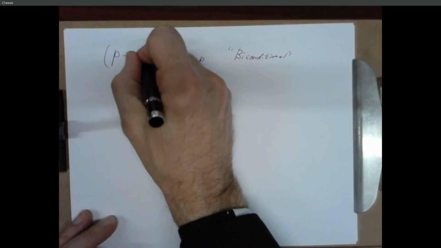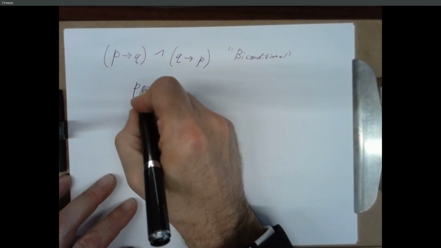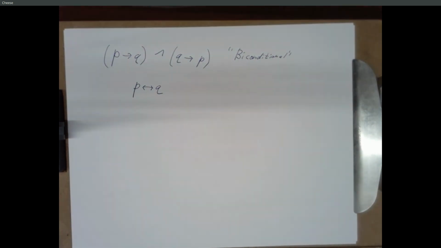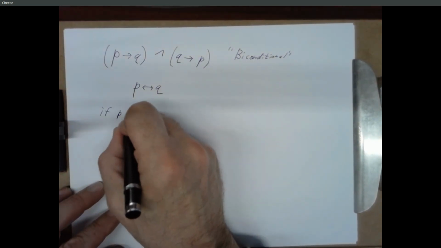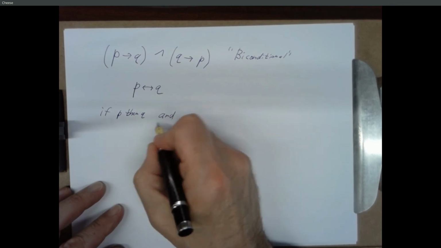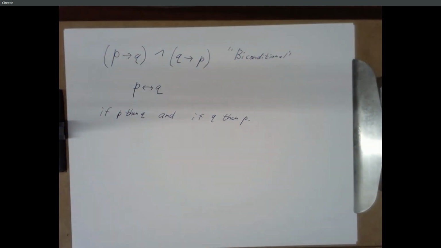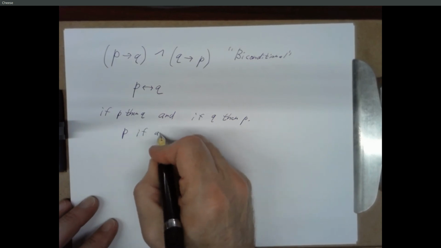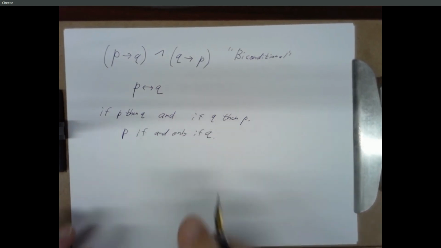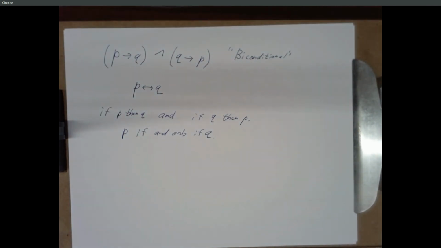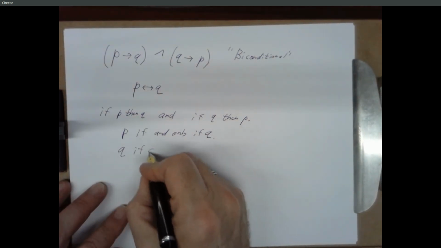It says that both of these things are true. There's an and in between. And we can write this more succinctly with just a double-headed arrow. So if P then Q and if Q then P. Is that an if and only if? That's an if and only if. So P if Q and P only if Q. We could also say Q if and only if P.